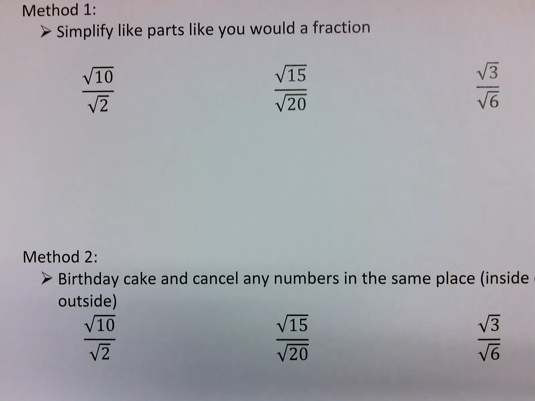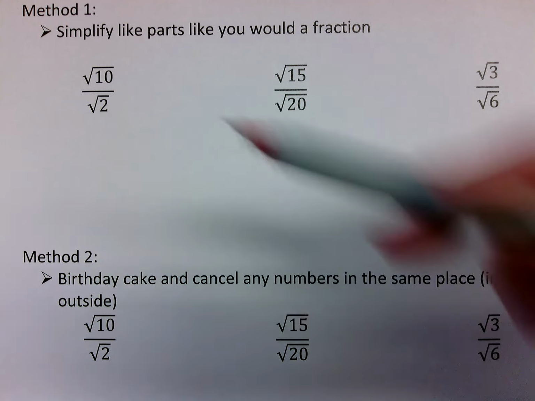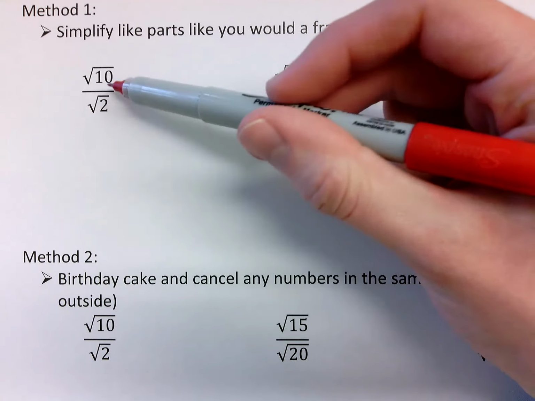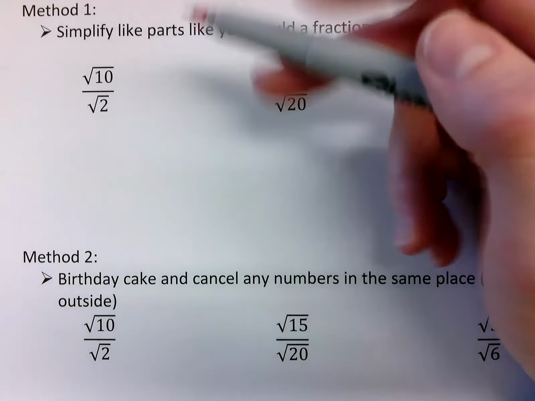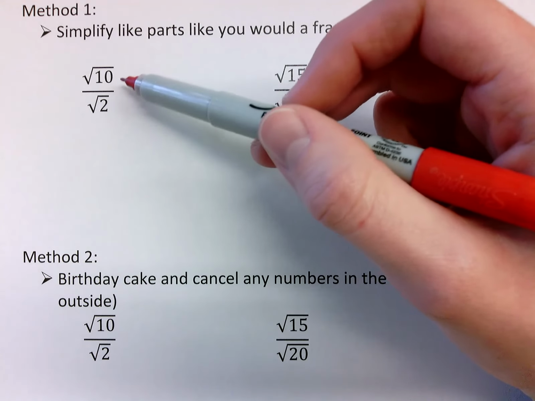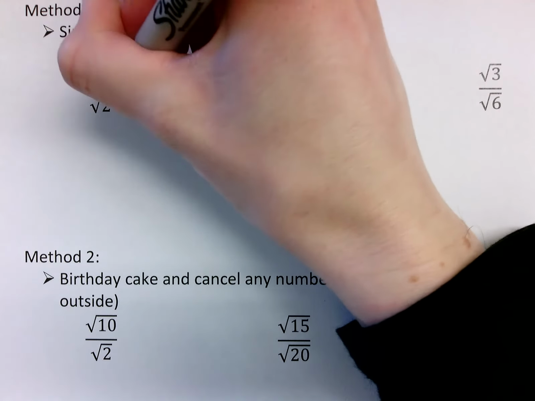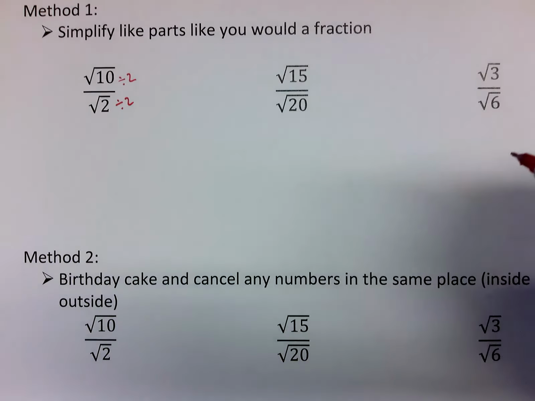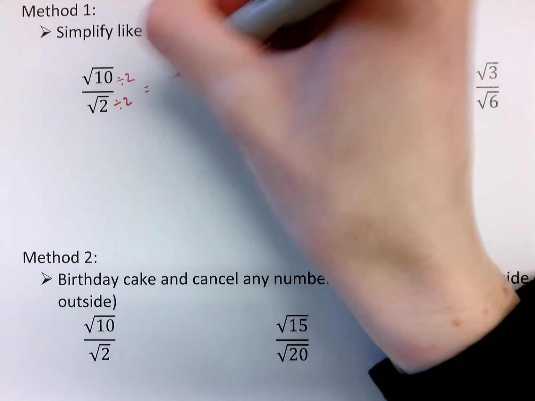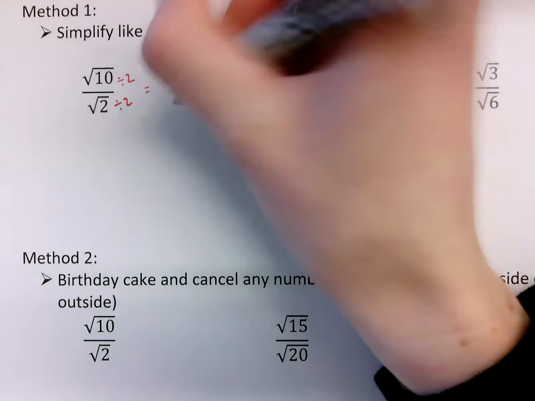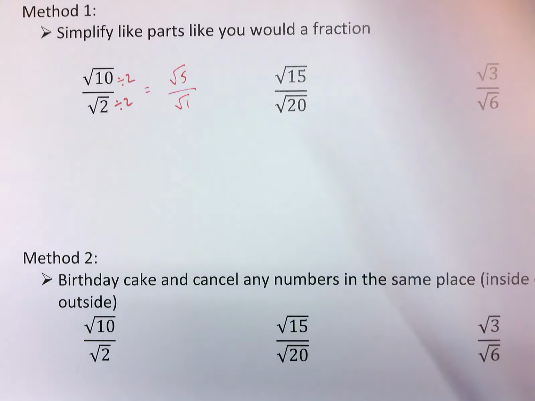All right, so we're going to look at this first guy here. Method one is that you simplify just like you would a fraction. So you simplify the like parts like you would a fraction, okay? So like this guy, see how this is like 10 over 2? So just like how you'd simplify a fraction, you find a number that evenly goes into both of those. So like 2 will evenly go into both of these numbers. So I'm going to divide top and bottom by 2. And that's going to give me the square root of 5 on the top and the square root of 1 on the bottom.